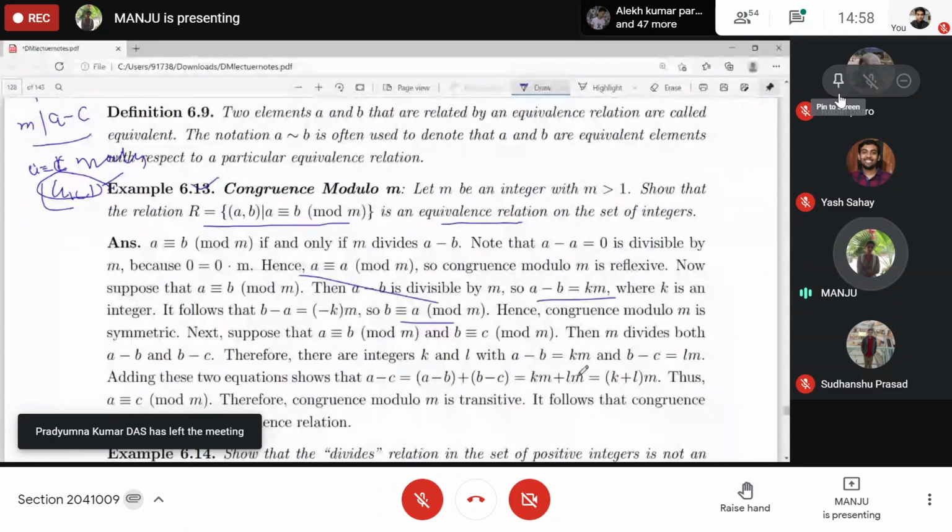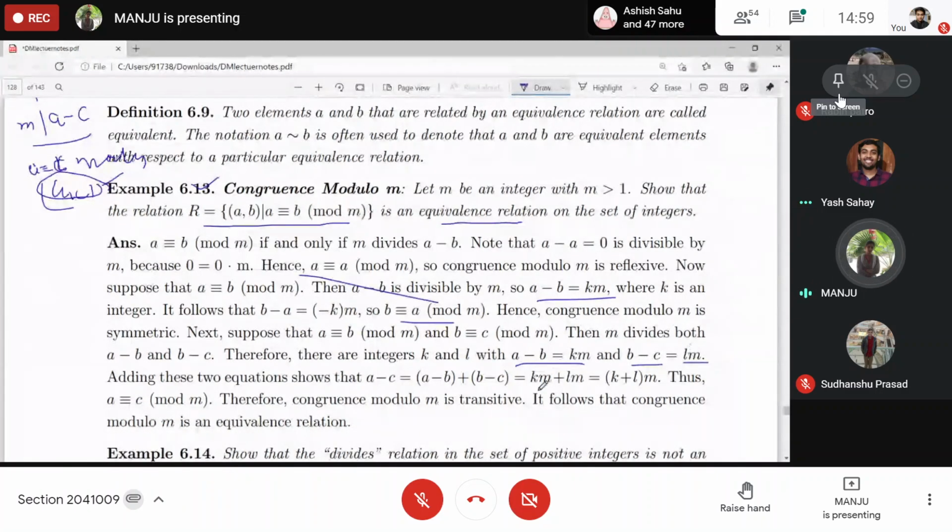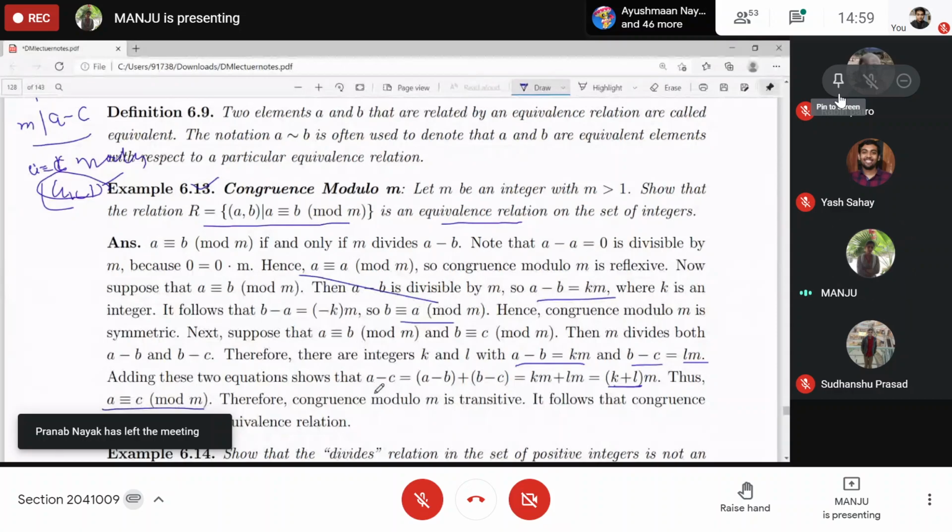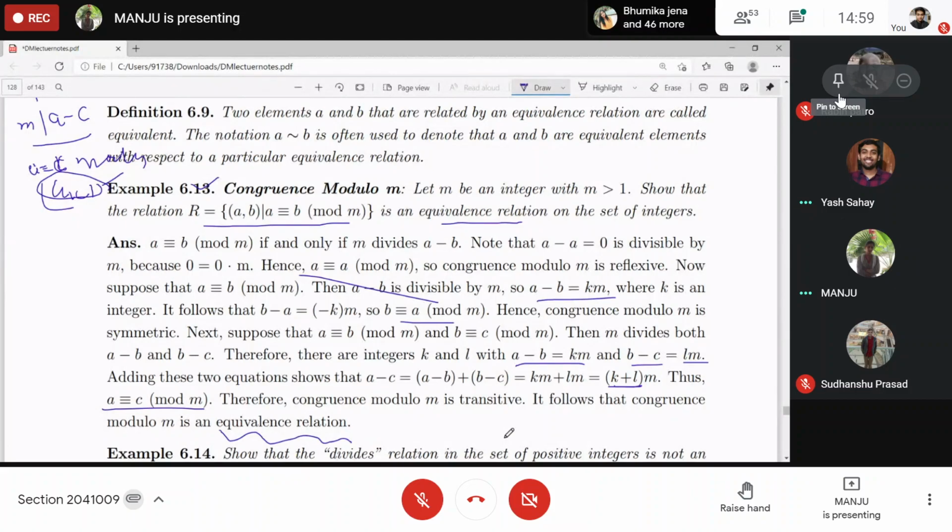For transitivity, also explicitly you can write: M divides A minus B means A minus B is some multiple of M, and B minus C is some multiple of M. Then add them, and you will get M times the sum of these integers. So A will be related to C. This means this is an equivalence relation.